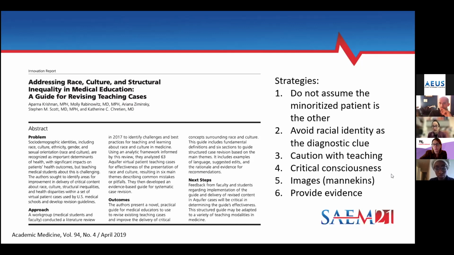Avoiding racial identity as the diagnostic clue, right? So in these cases, they talked about, don't always make your African-American patient have sickle cell disease, right? Have that patient have leukemia or any number of other diseases, right? So that the racial identity doesn't become the diagnostic clue.